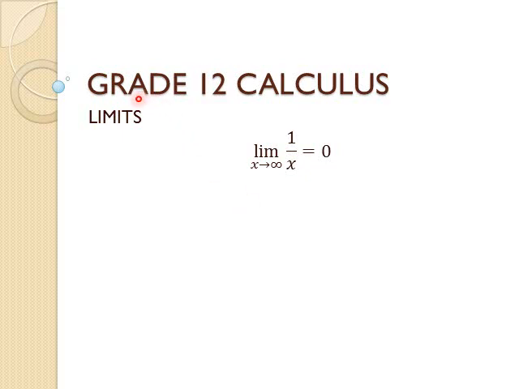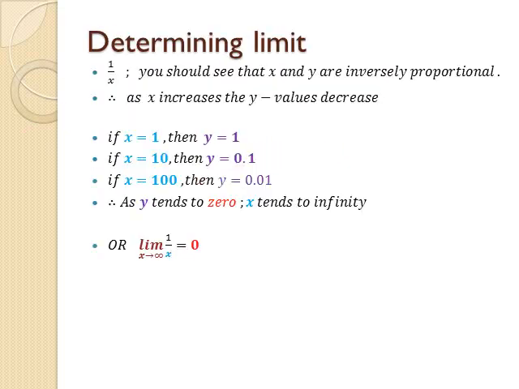I'm Mr. Simons. Here we're looking at limits, and there's basically the limit as x tends to infinity of 1 over x equals 0. If I give you y equals 1 over x and ask you to determine the limit, x and y would be inversely proportional, because as I increase the x value, my y value would decrease. So if I substitute x equal to 1, 1 divided by 1, then y is 1.